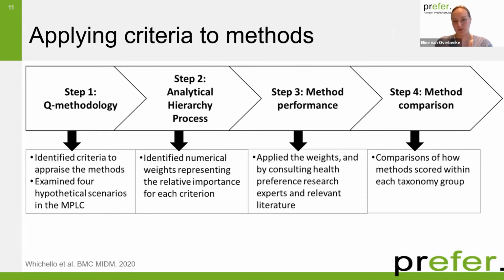Now within Work Package 2, we used the following flow to identify the criteria and then apply them to the methods. We had a first step where we did a Q methodology study to identify the criteria. Then we identified the weight, so the relative importance of these criteria. And by applying those weights to the methods, we were able to assess the performance of these methods and then also do a comparison of methods.